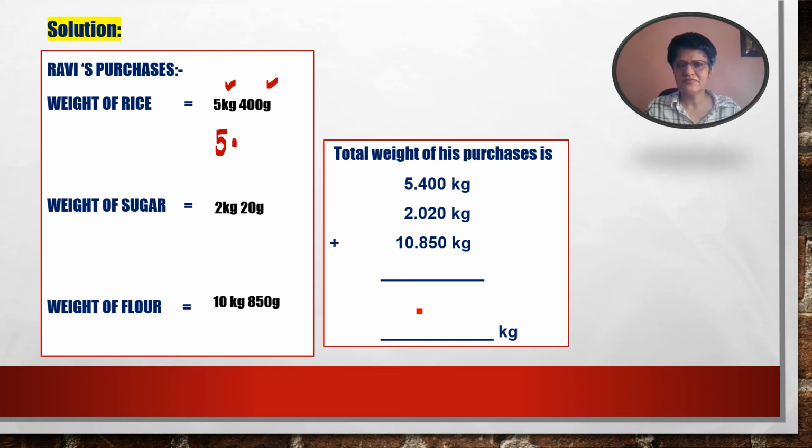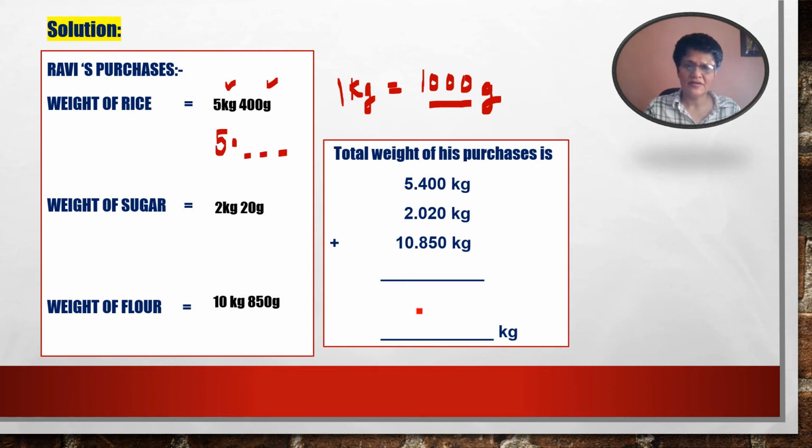So it is important that we know the relation between 1 kg and grams. How much is 1 kg equal to in terms of grams? 1 kg is equal to 1000 grams. Right, children? So how many zeros are there? There are 3 zeros, so that means there will be 3 places after the decimal. Clear? Now you look at it, it is 400 grams.